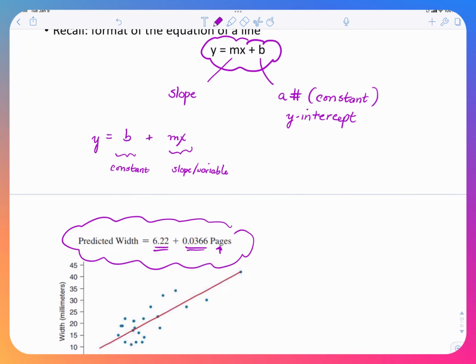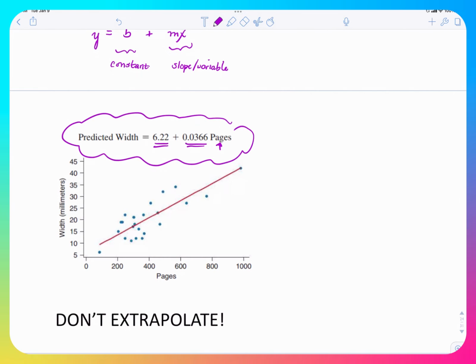Okay, so what's the regression equation used for? Well, if we wanted to, we could use it to predict the width of a book if we knew how many pages it has. Now, there's a note here that says don't extrapolate. What that means is that when you have a regression equation, you can use it in the neighborhood of where your data is. So we have data roughly from about 50-ish to about 1,000. So you could use this equation to predict the width of a book when the number of pages is somewhere between, I'd say, about 50, and again, this is approximate, to about 1,000.